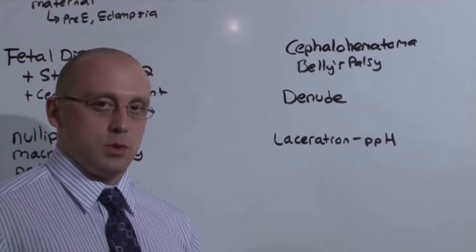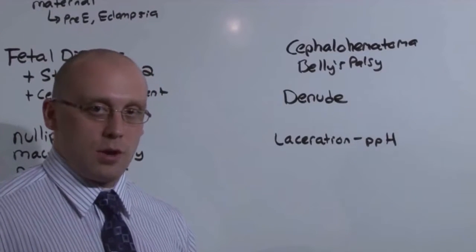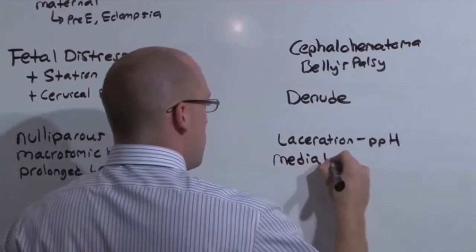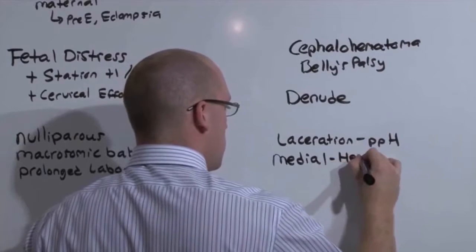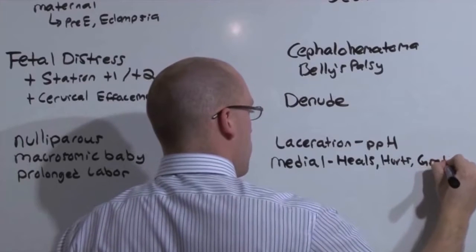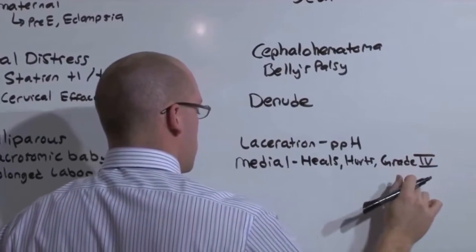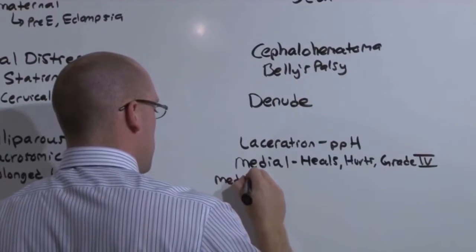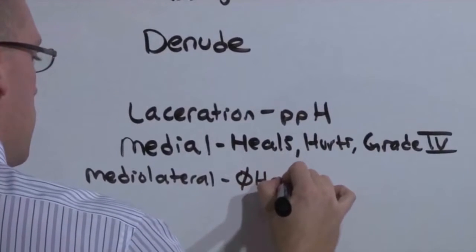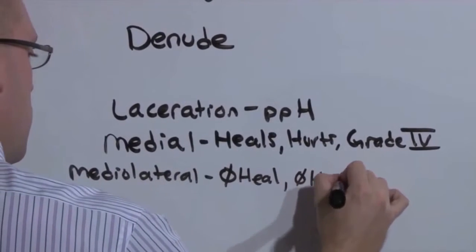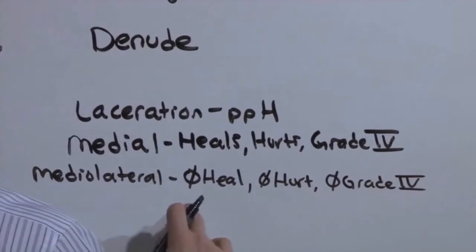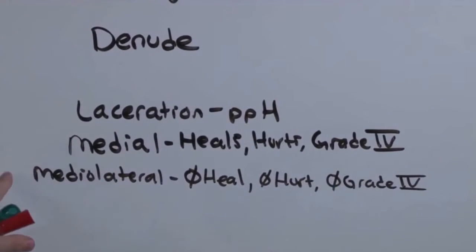And there's two types of cuts you can make, a medial incision and a medial-lateral incision. And the risks are different for each one. A medial incision heals, hurts, and has the potential for grade 4. We'll talk about grades in just a second. Medial-lateral does not heal, does not hurt, and there's no risk for grade 4. Which you use is really up to the operator. The OB will decide at the time.